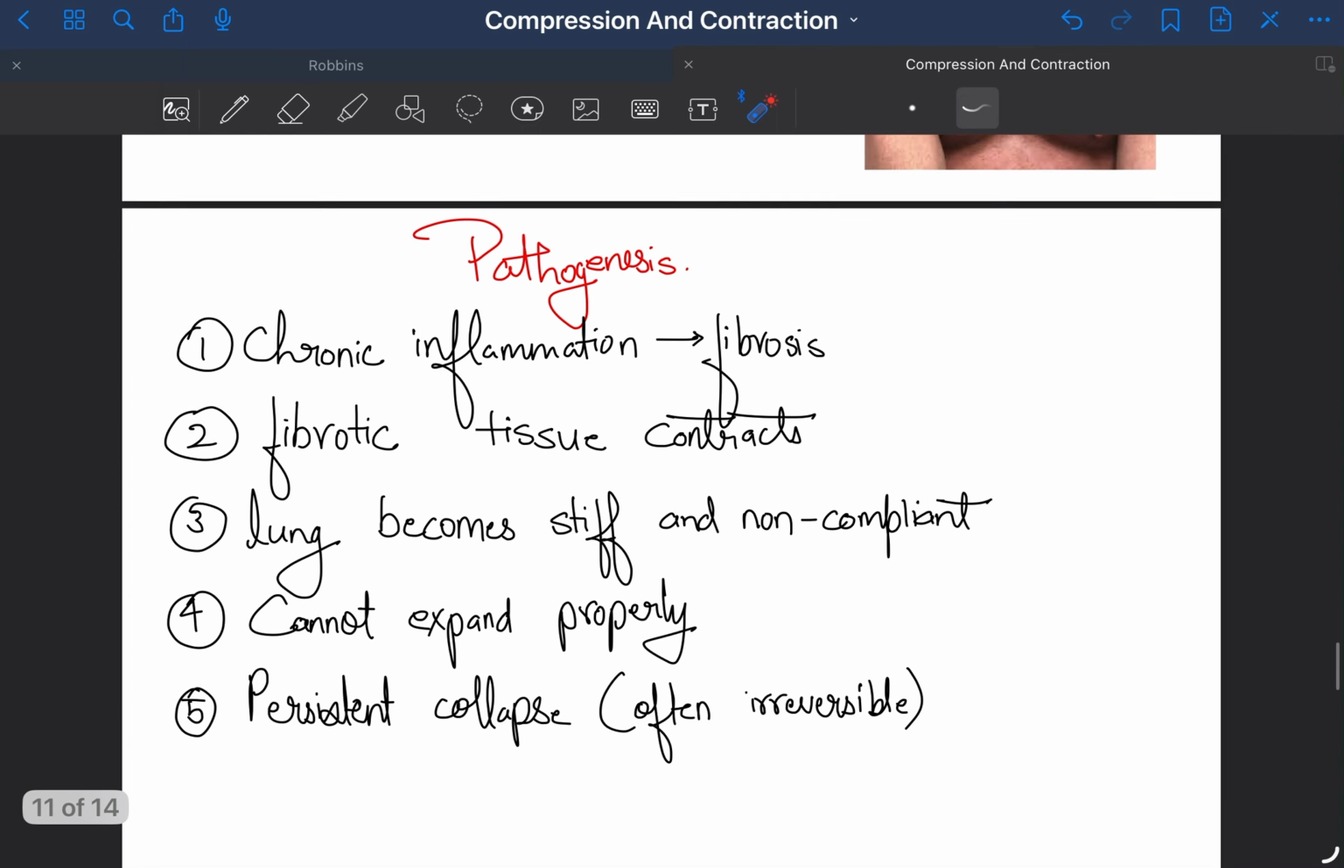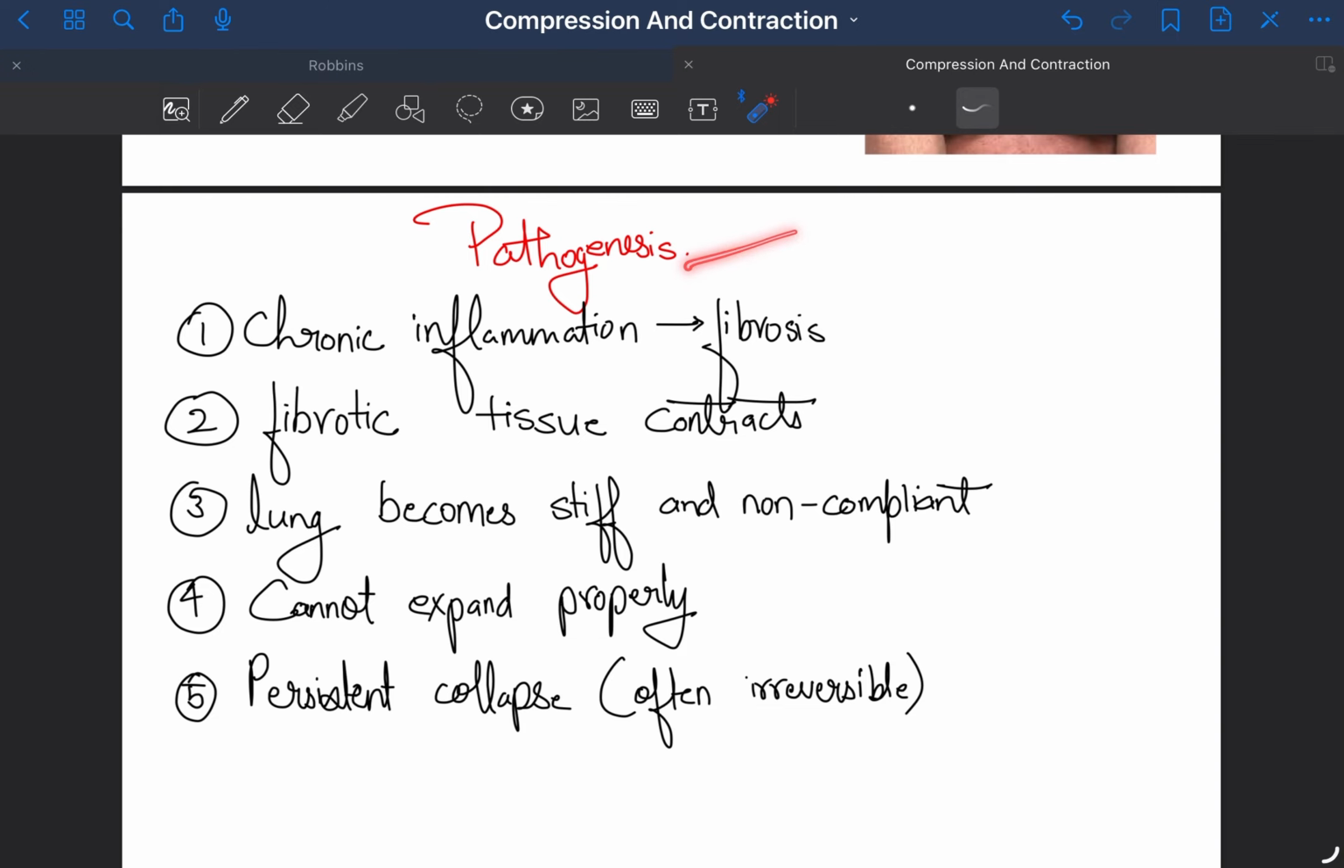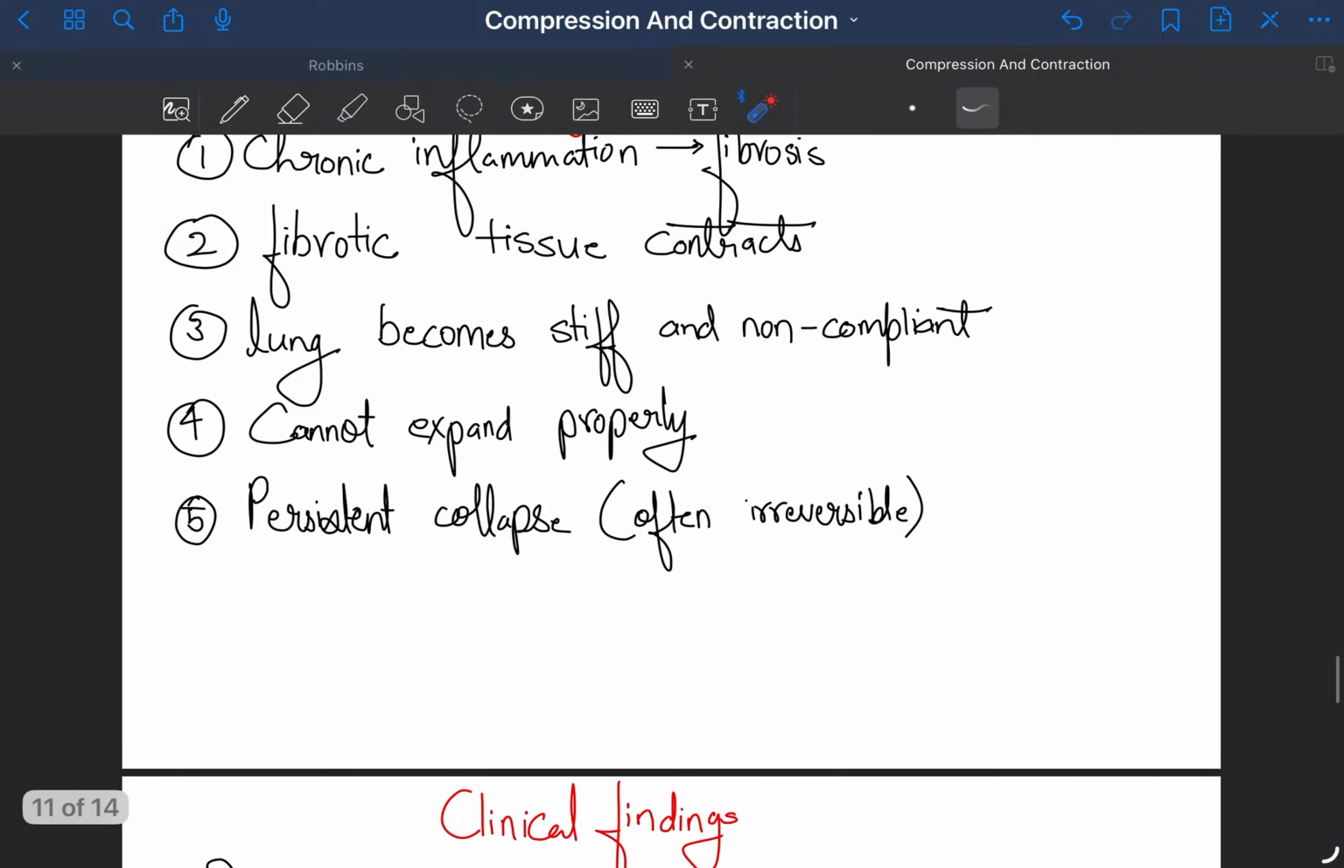Then we have pathogenesis. The pathogenesis involves chronic inflammation, which leads to fibrosis. Then we have fibrotic tissue contraction. The lung becomes stiff and non-compliant. It cannot expand properly, and there is persistent collapse, which is often irreversible.